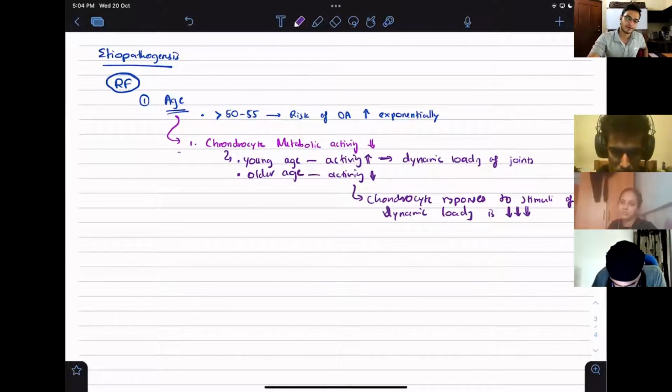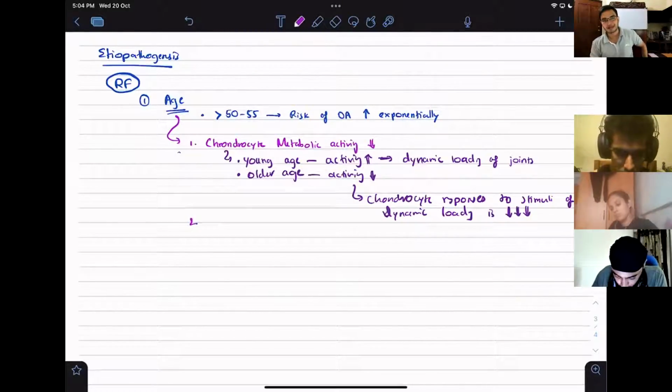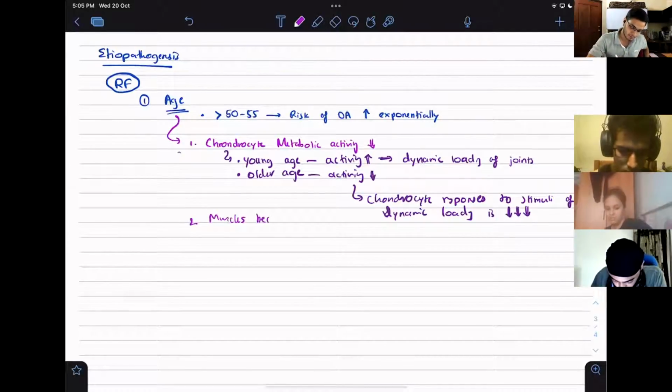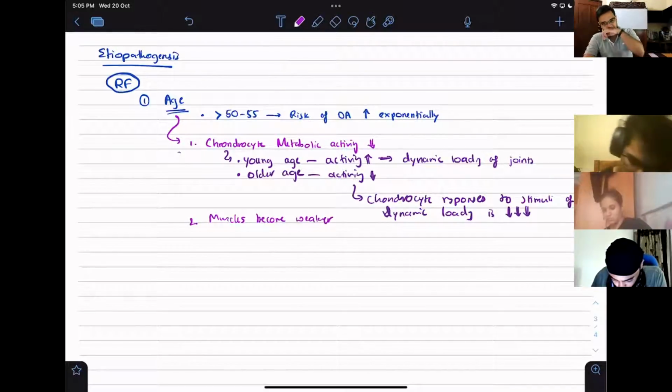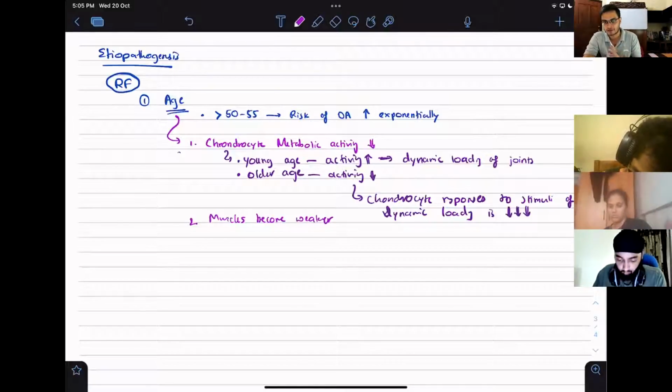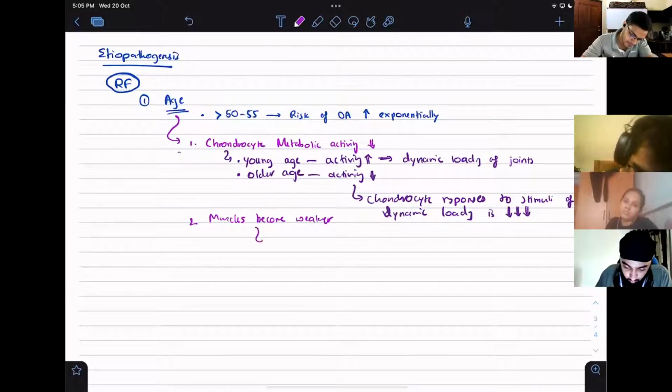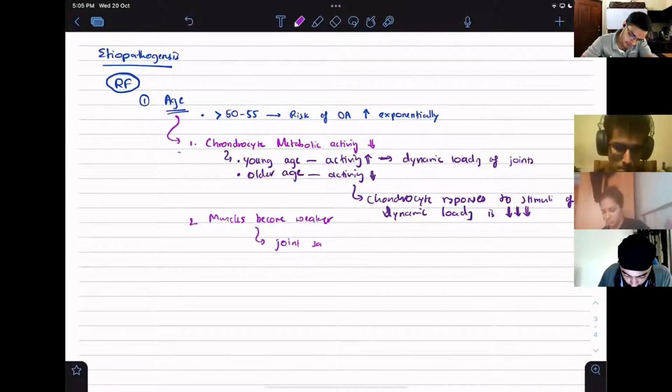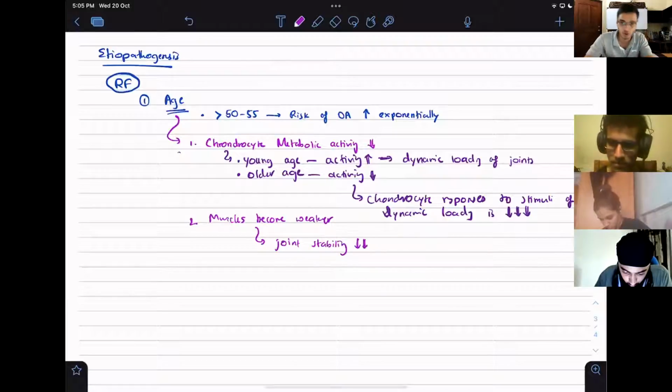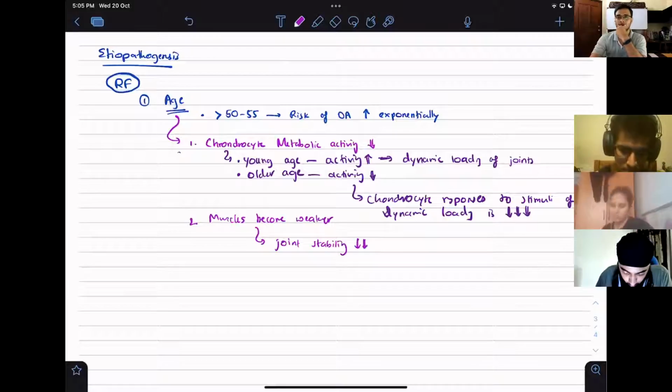Okay, right. Second thing, guys. So that is the first one. Second point, as we age, what happens? Our muscles become weaker. These are called senile changes, guys: age-related loss of muscle mass. What is happening, guys? When muscle mass is reduced, joint stabilization is reduced. Joint stability reduces. Okay, right?